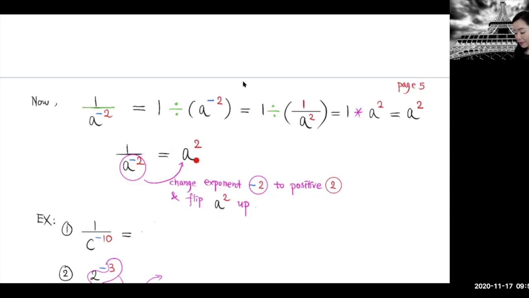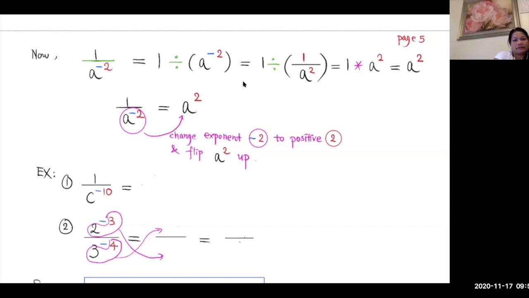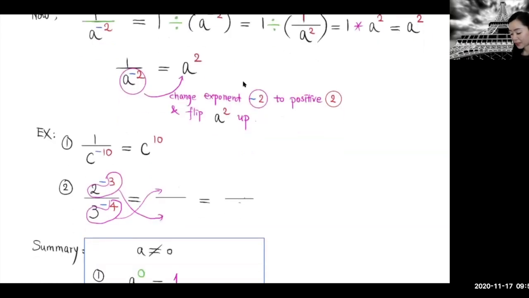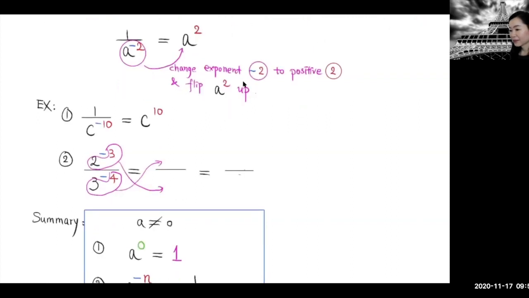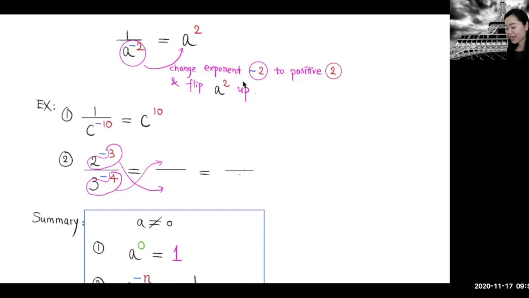Okay, what about this one over here? 1 over c to the negative 10th power. What is it equal to? It will be c to the 10th power. You got it, good job. Okay, what about this one here? 3 to the fourth power over 2 to the third power, you got it. Now over here, 2 to the negative third power.